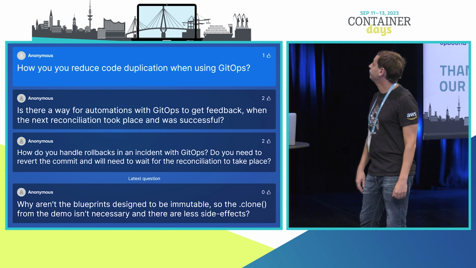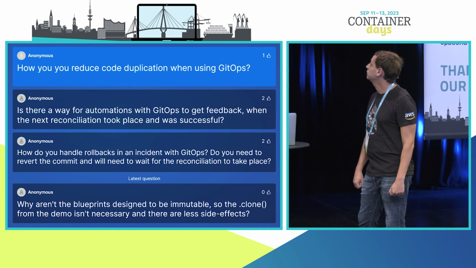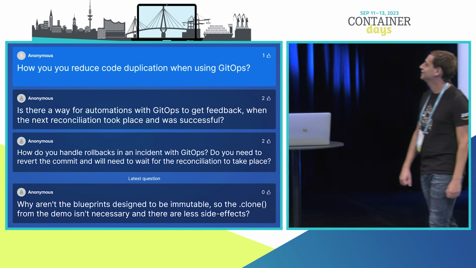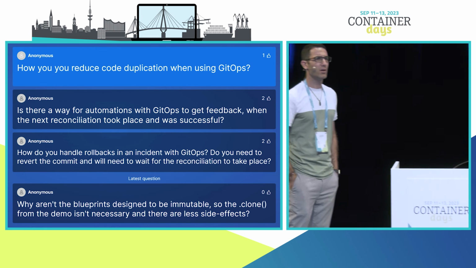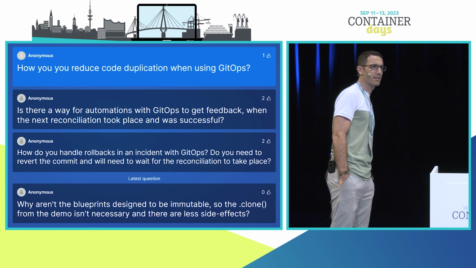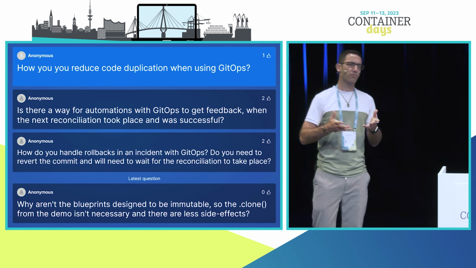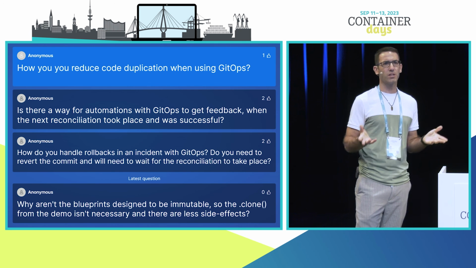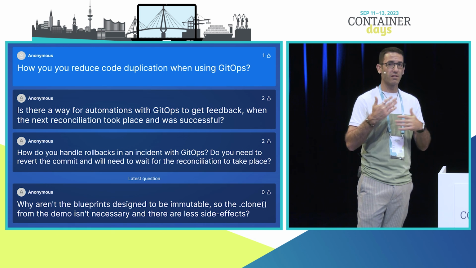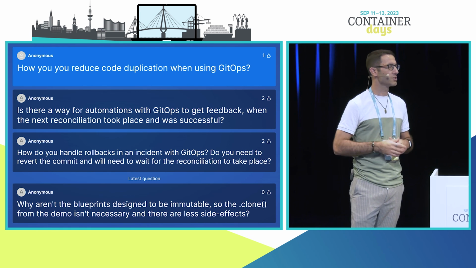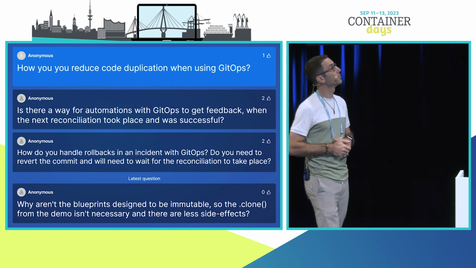And then one last question is, how do you reduce code duplication when using GitOps? I think, if I get the question right, it really depends on how you structure your manifests. You can create an Argo CD application collection of your definition. You can have a customization base folder and then customize it per environment. So it really depends on how you structure and deploy your application. But if I get the question right, this is how you do it.